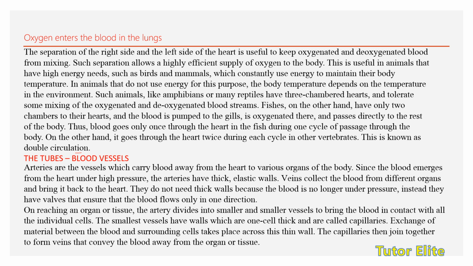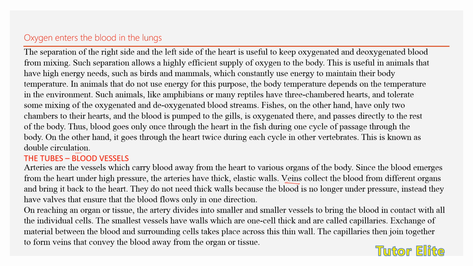Next, the tubes. Arteries are the vessels which carry blood away from the heart to the various organs of the body. Since the blood emerges from the heart under high pressure, the arteries have thick elastic walls. Veins collect the blood from different organs and bring it back to the heart. So who's collecting the blood? Veins. They do not need thick walls because the blood is no longer under pressure. Instead, they have valves that ensure that the blood flows only in one direction.